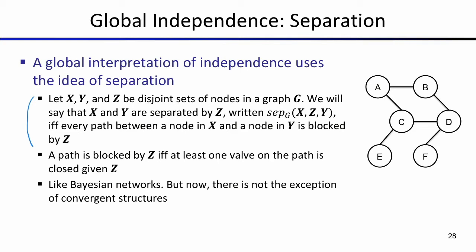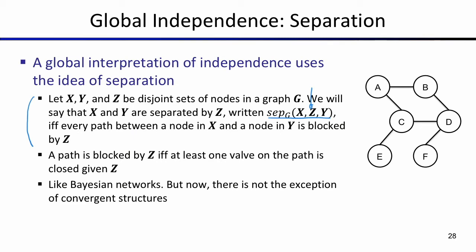Let x, y, and z be disjoint sets of nodes in a graph G. It's very important to be disjoint, otherwise we cannot talk about independence. So we cannot say that A is independent of x given A. These three sets must be disjoint. We will say that x and y are separated by z, and we're going to write it like this, separation of x, y given z. We put the z here in the middle. So it's going to be sep_G, referring to one specific graph G, of x, z, and y.